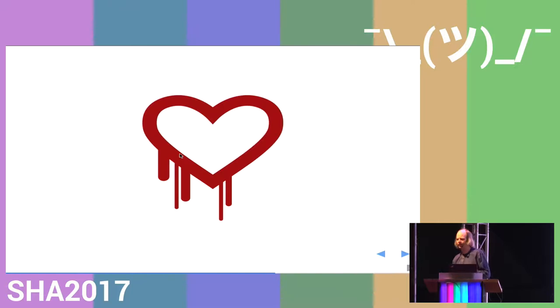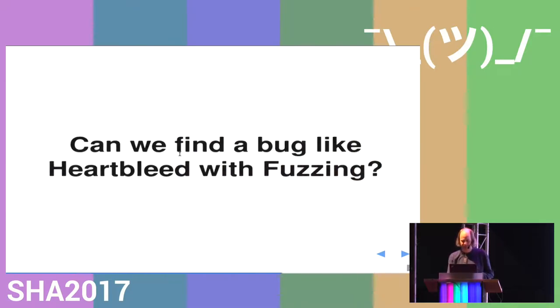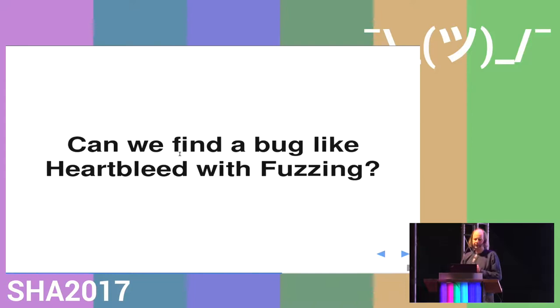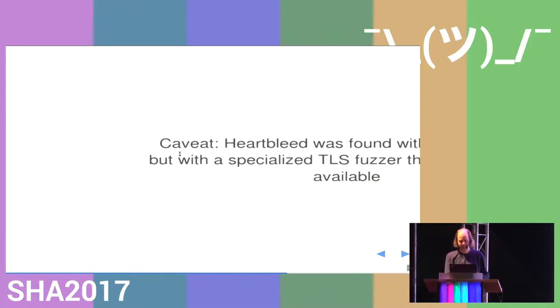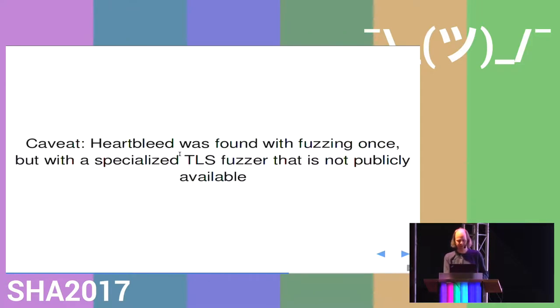You probably all remember this, right? The Heartbleed bug, which was a very severe bug in OpenSSL. And I decided to make a little experiment. I wanted to know, could we find a bug like Heartbleed with fuzzing? And so I have to say something about it. Heartbleed was basically found with fuzzing.